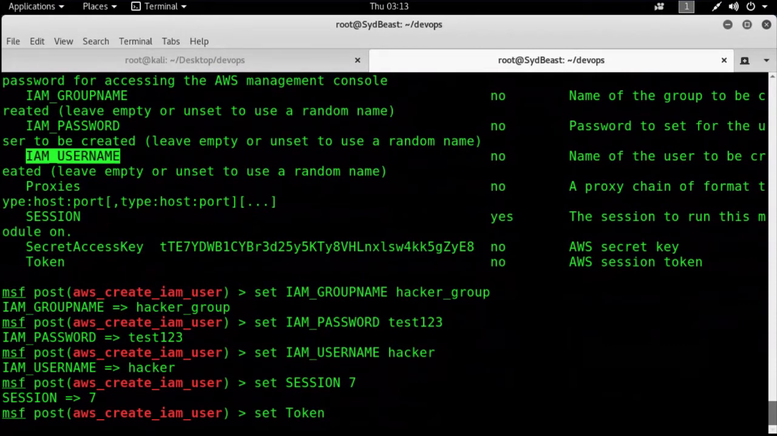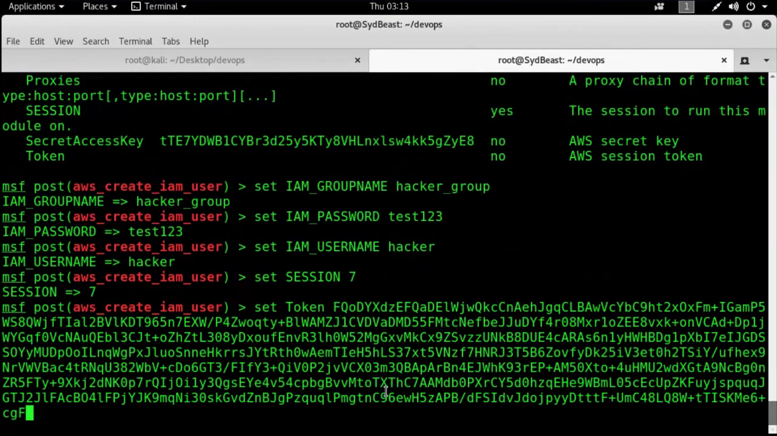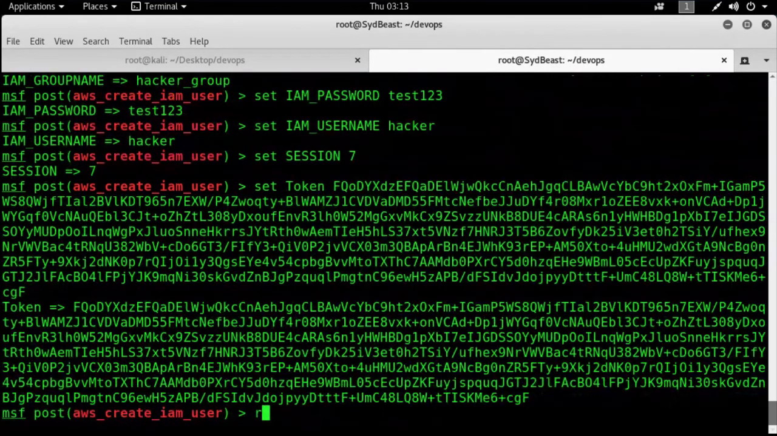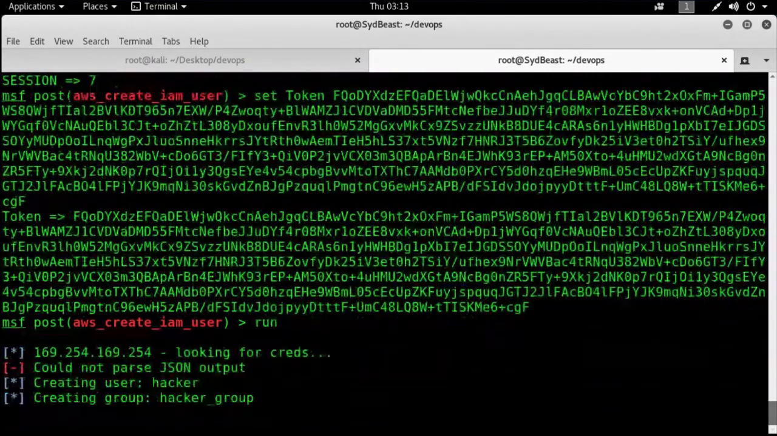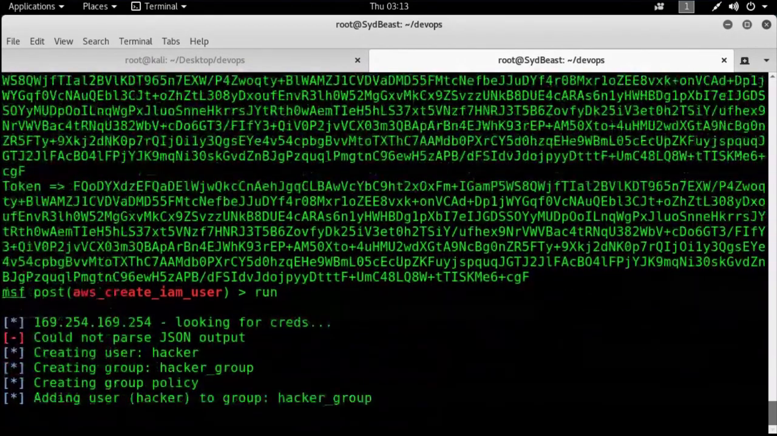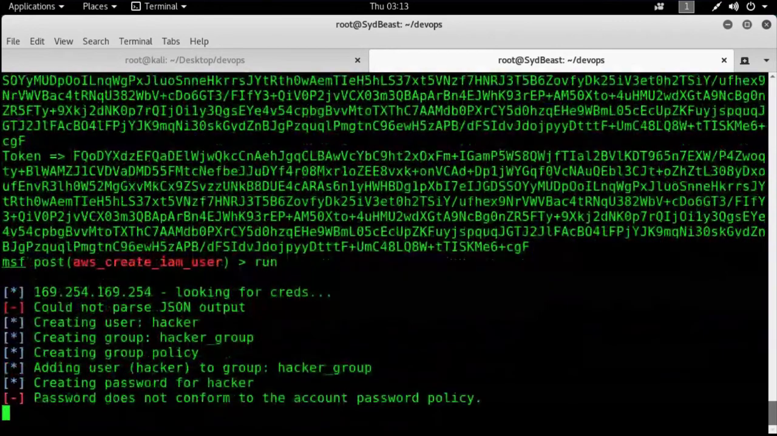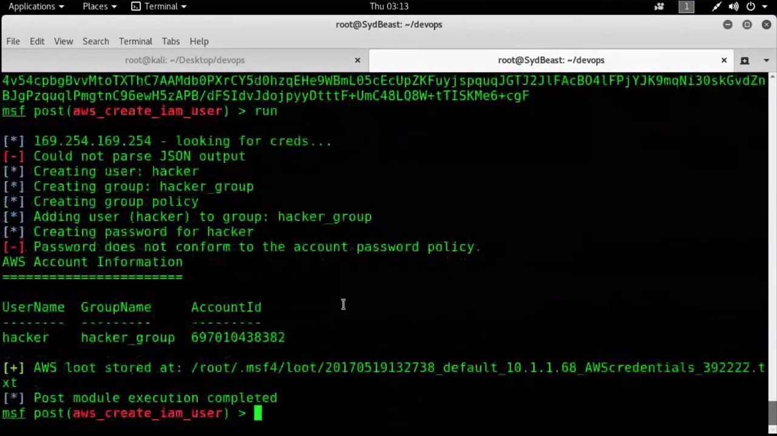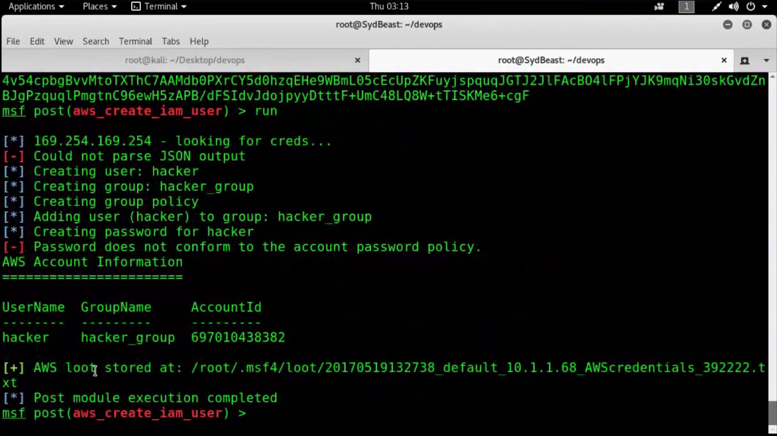But first we need to enter some of the credentials as well, such as the session token. We've already entered the access key and the secret access key ID. We run that and it's now making these calls through that server, pretending to be the EC2 instance, and it's actually failed in this case, and it looks like the password does not conform to the account password policy.